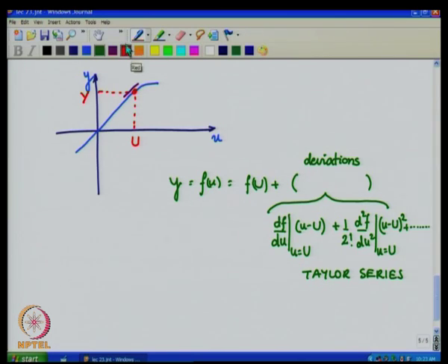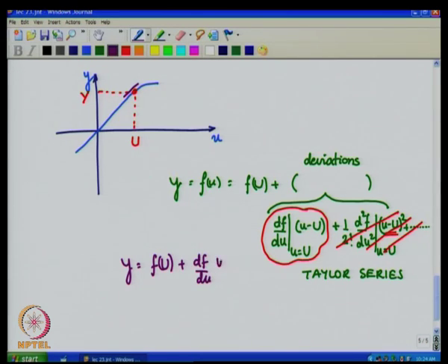And out of this, you know that these deviations are very small quantities with respect to the operating point. So, they are much less than 1, and the normalized square terms will be still further less than 1, and therefore, the higher order terms above square can all be neglected. If this itself is going to be smaller, u minus U whole cube will be still further smaller, and therefore, all these higher order terms will be insignificant and we can neglect them, which means out of this Taylor series, we are only taking the first order term, and that makes y equal to f of U plus df by du evaluated at U, into u minus U.